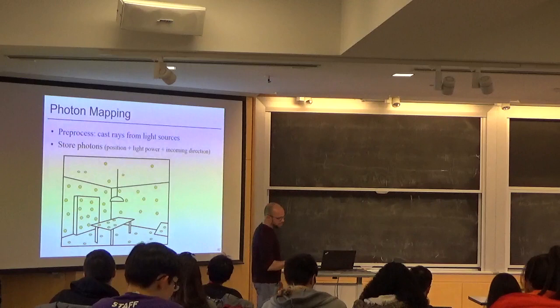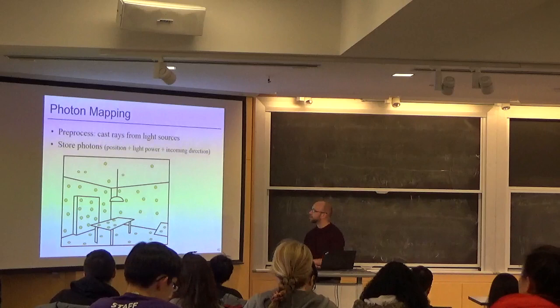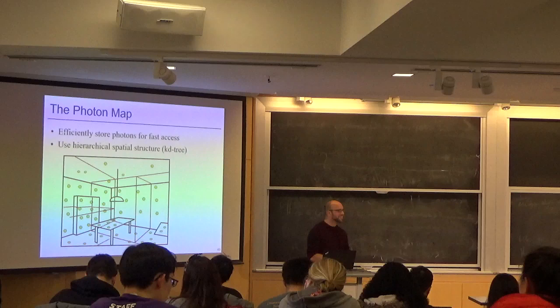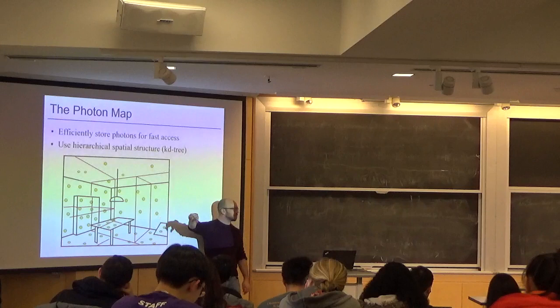So it's actually quite similar to radiance caching. But one of the advantages here is that we can use the data structures we've already talked about in this class to store those photons. So if I'm doing a query and I render this wall and I want to know what photons are nearby, that's a relatively fast thing to do using a structure like a KD tree, which we've already talked about.